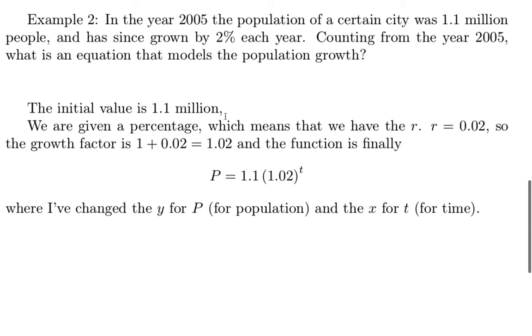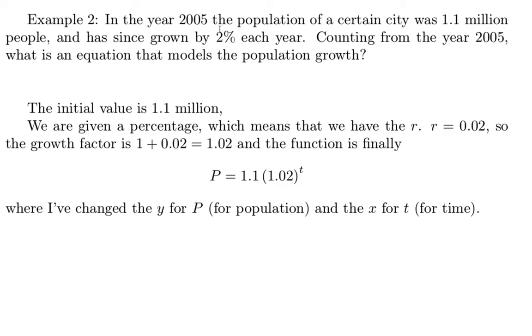In the year 2005, the population of a certain city was 1.1 million people and has since grown by 2% each year. Counting from the year 2005, so starting to count from there, what is an equation that models the population growth? Well, we're told that the initial value is 1.1 million people, and then we're given this percentage, which means that we're given the r, the rate of growth.